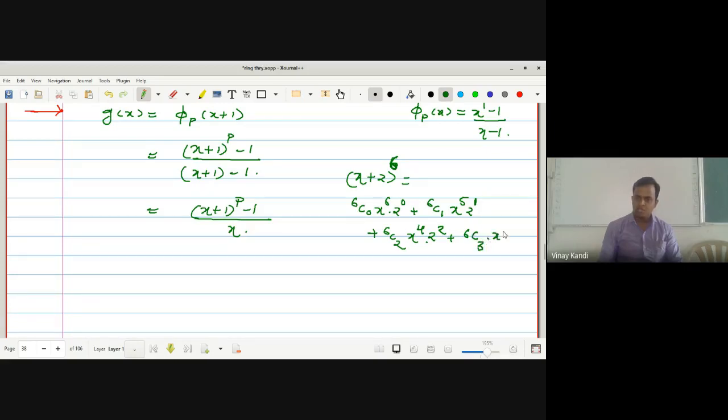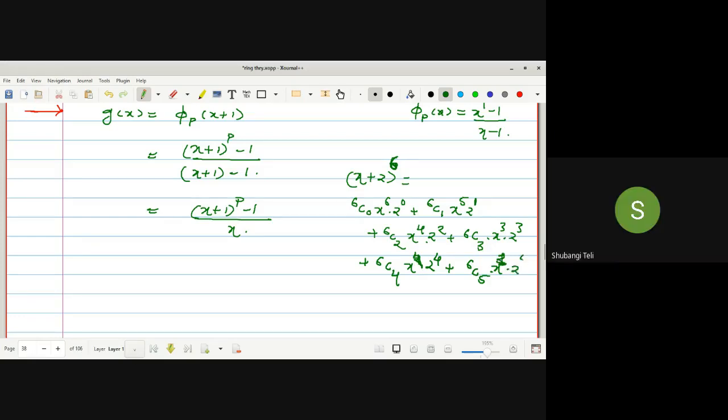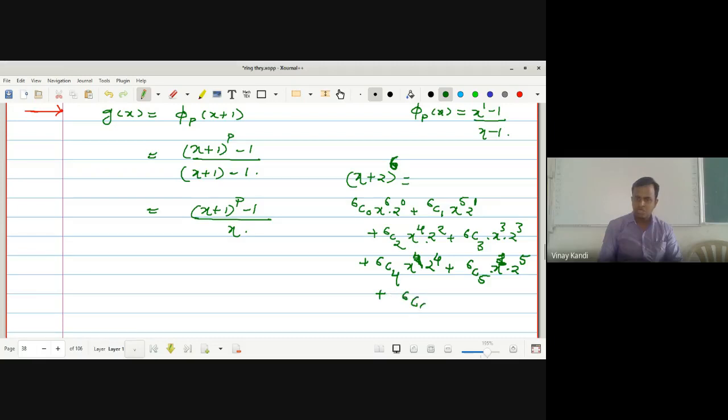6c3 into x raised to 3, 2 raised to 3, plus 6c4 x raised to 2 into 2 raised to 4, plus 6c5 into x raised to 1 into 2 raised to 5, plus 6c6 x raised to 0 and 2 raised to 6. Okay, so this is the expansion of (x plus 2) raised to 6. By which rule? This is the Leibniz rule.